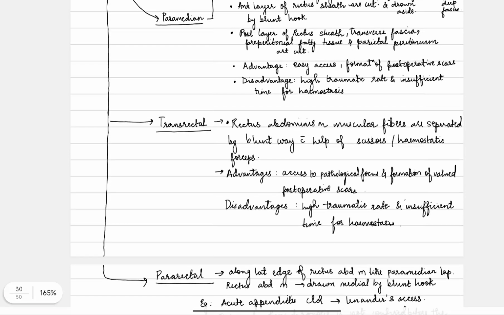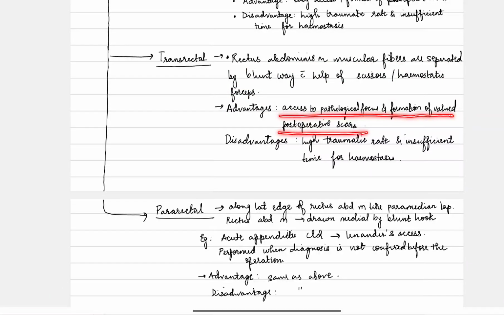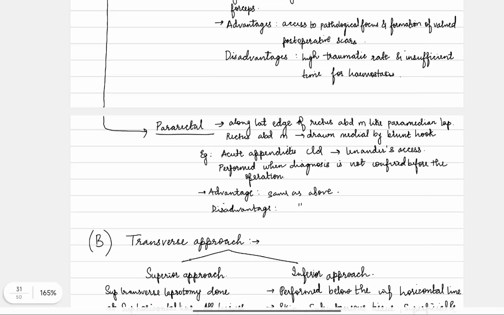hemostasis. Next is transrectal. Rectus abdominis muscular fibers are separated bluntly with the help of scissors or hemostatic forceps. What is the advantage? Access to the pathological focus and formation of valued post-operative scar. Disadvantage is high traumatic rate and insufficient time for hemostasis.